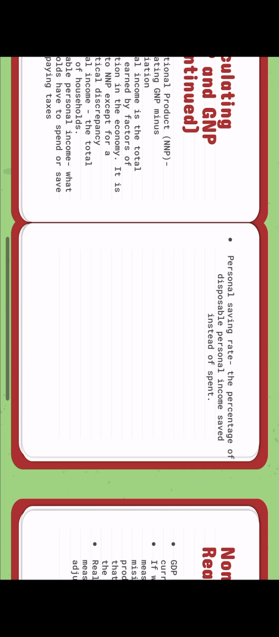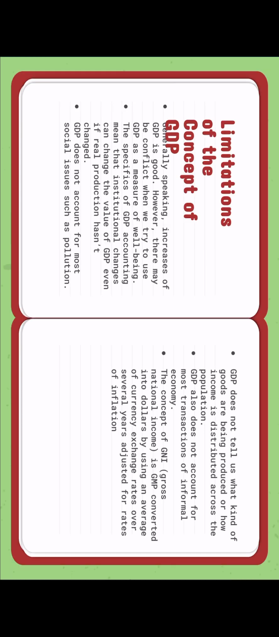GDP does not tell us what kind of goods are being produced or how income is distributed across the population. GDP also does not account for most transactions of the informal economy. The concept of GNI, gross national income, is GNP converted into dollars by using an average of currency exchange rates over several years adjusted for rates of inflation.